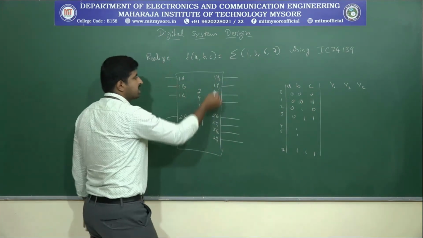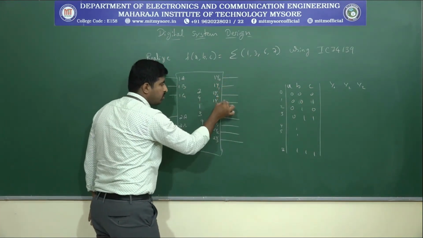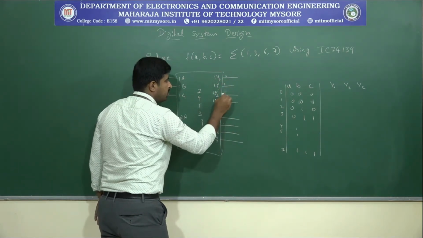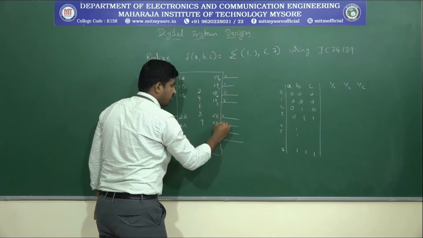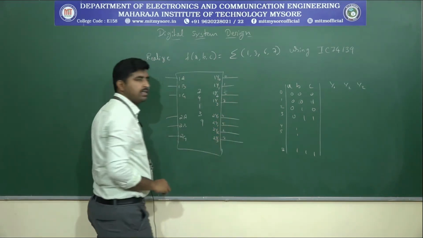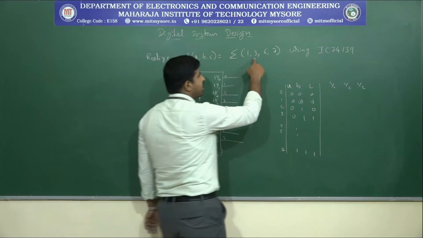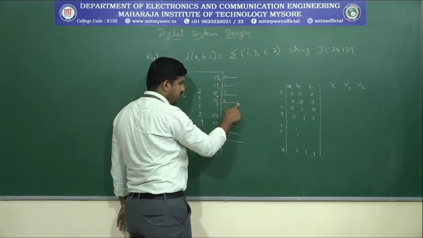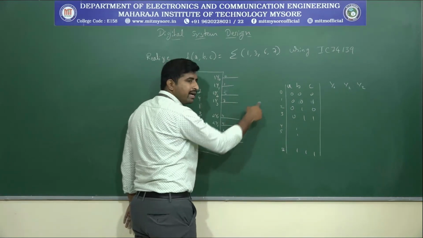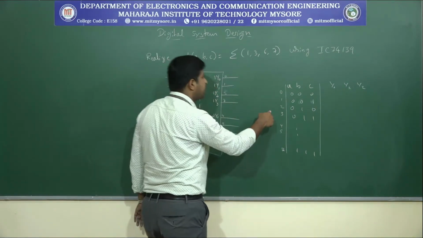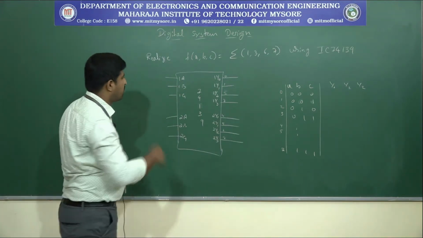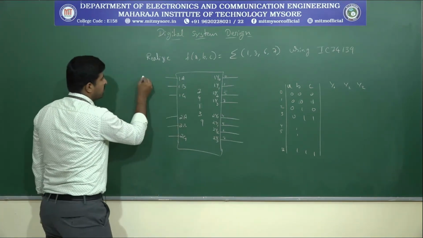Similarly here also, this corresponds to 0, 1, 2, 3, 4, 5, 6, 7. So by taking the terminals 1, 3, 6, 7, all of these will be connected together to a NAND gate, and that is going to implement the given function. Okay, so let's see how the circuit will look.